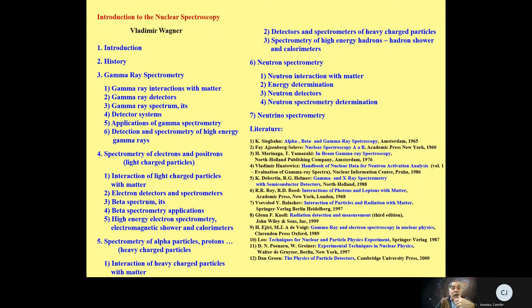and again some high energy spectrometry of these electrons. Maybe you know that the detection of gamma rays and these light charged particles, electrons, is very similar. In any case, for high energy you will obtain an electromagnetic shower, and it is possible to use this detection of the electromagnetic shower.